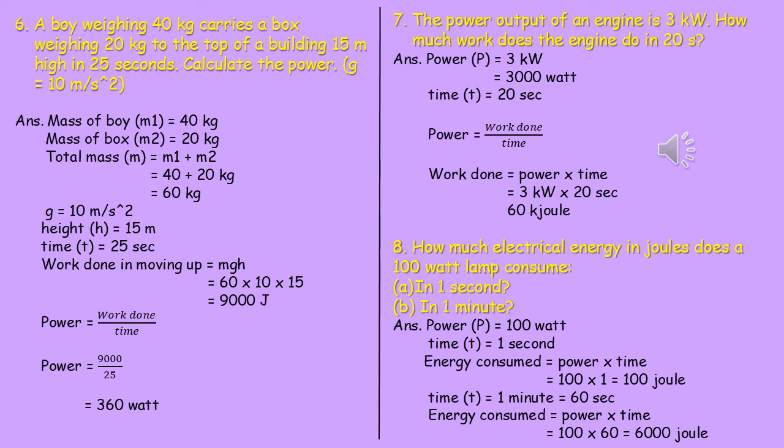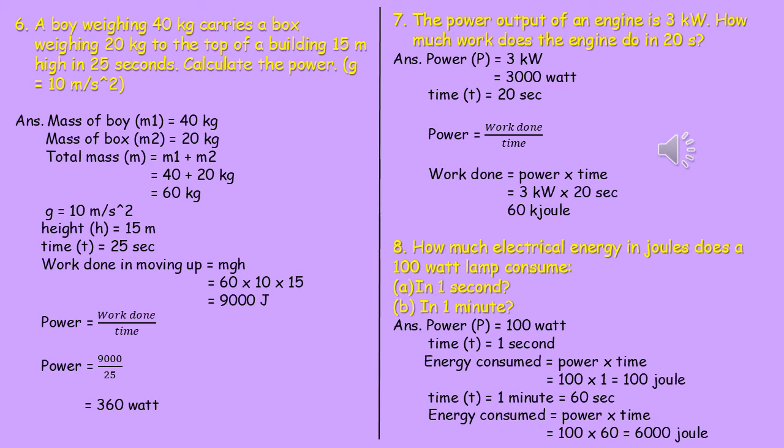Question number 6. A boy weighing 40 kg carries a box weighing 20 kg to the top of a building 15 meter high in 25 seconds. Calculate the power. G value is given as 10 meter per second square. Now mass of the boy M1 is 40 kg, mass of the box M2 is 20 kg, and total mass M is equal to M1 plus M2, that is 40 plus 20, 60 kg.